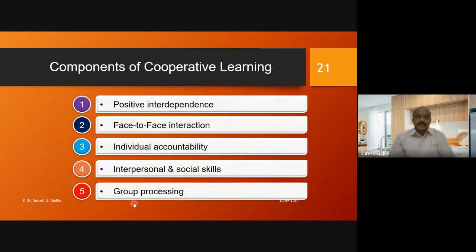So we must understand the different components needed in cooperative learning. Our learners must have a positive interdependence towards each other. Our learners should interact face to face with each other. Our students should have individual accountability. Our students should have interpersonal and social skills, and our students should have group processing ability.